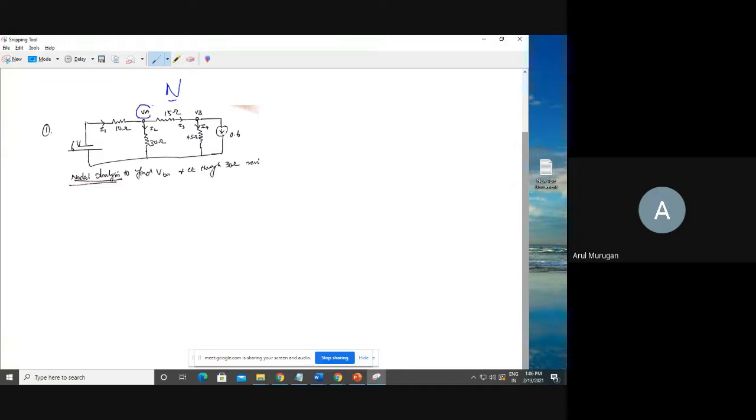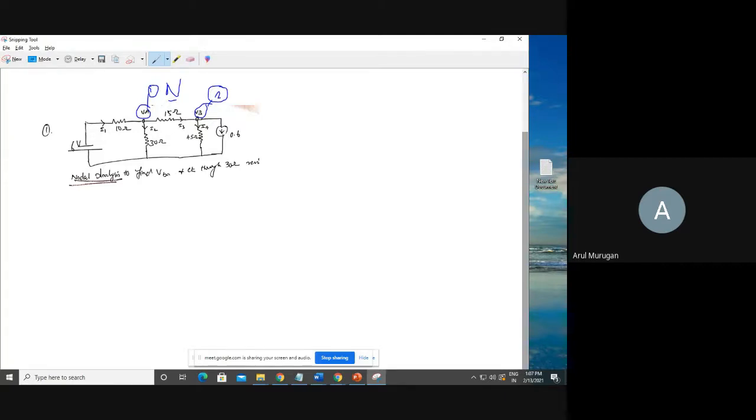So how many nodes are there? VA and VB, two nodes. How many equations will you write? Equation number 1 and equation number 2. After writing the two equations, you will solve equations 1 and 2. After solving, you will find VA and VB. That is your main target.